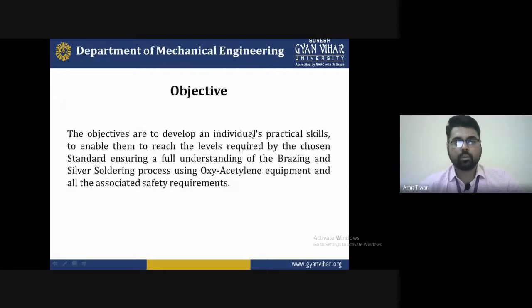The objectives of the lecture are to develop individual practical skills to reach the level required by the chosen standard, ensuring a full understanding of the brazing and silver soldering process using oxyethylene equipment and all the associated safety requirements. So today we are discussing some procedures of metal joining by brazing and soldering using the oxyethylene equipment and the associated safety requirements for the metal joining process.